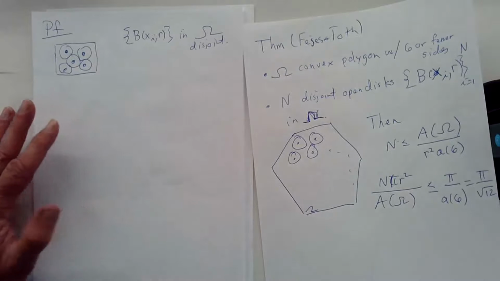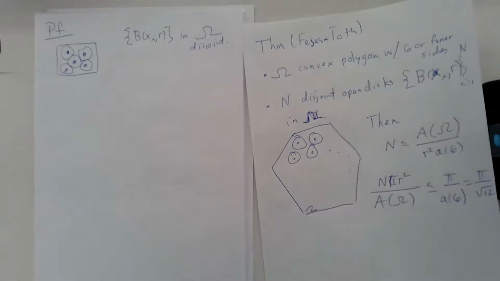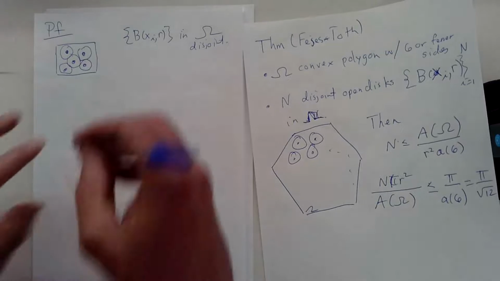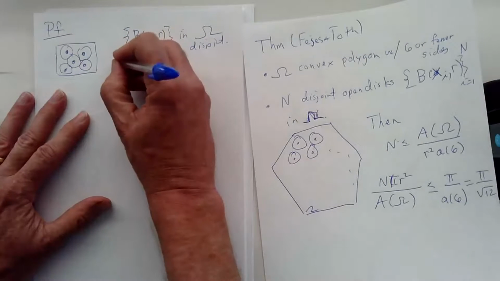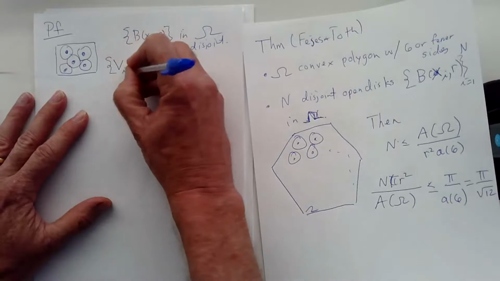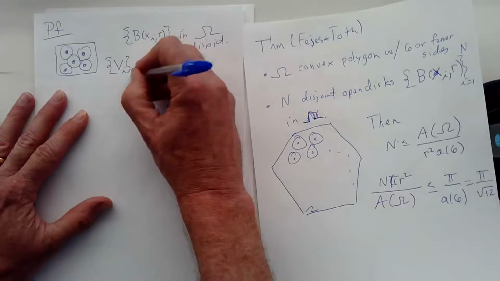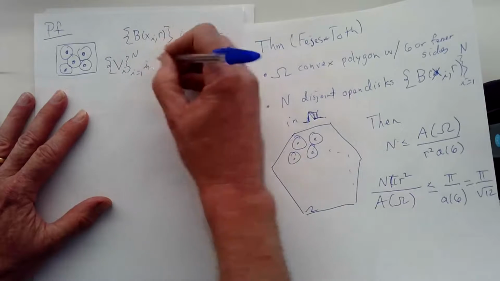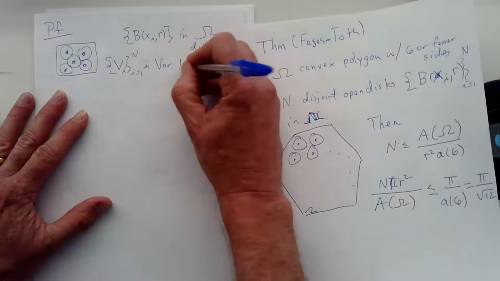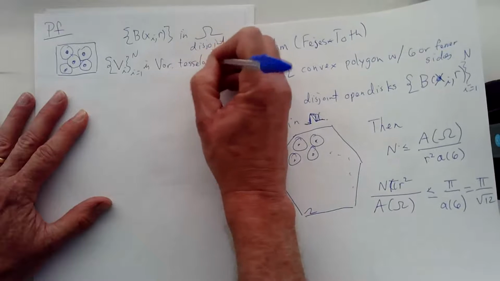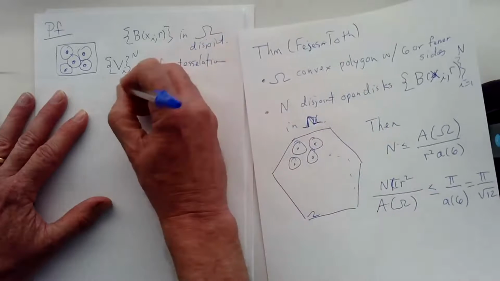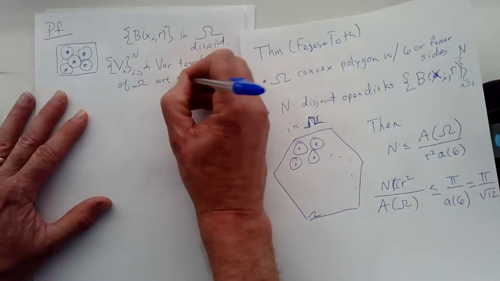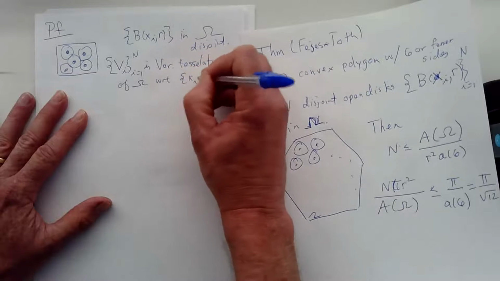Now we do the Voronoi tessellation of omega with respect to the points, the centers. So this collection V_i, i equals 1 to n, is the Voronoi tessellation of omega with respect to our centers.